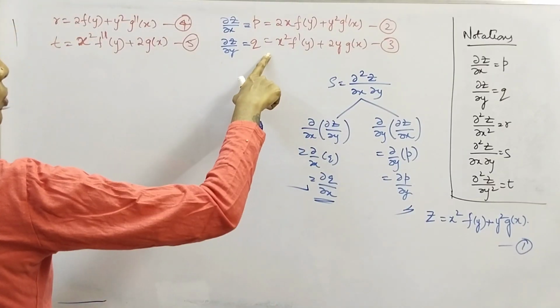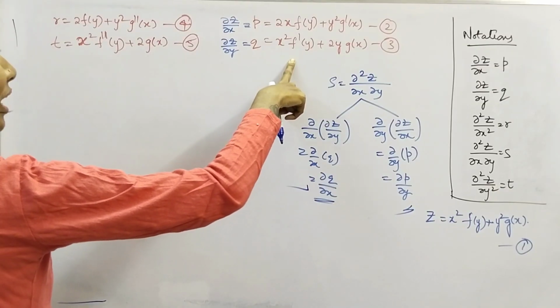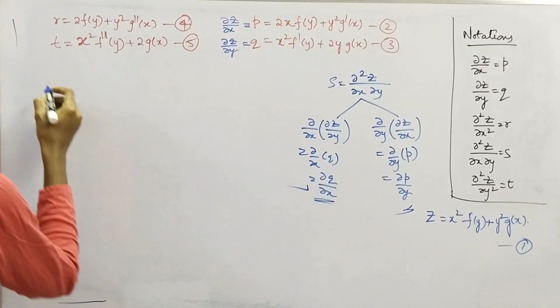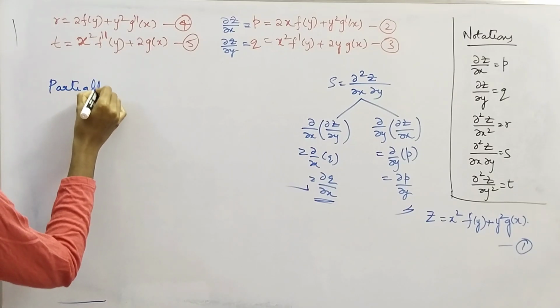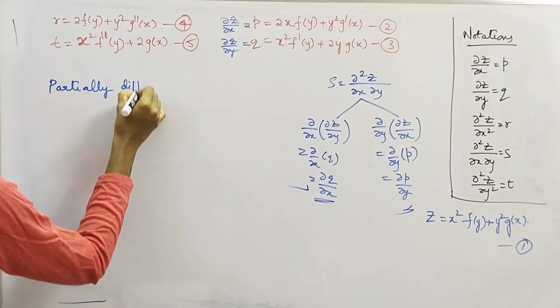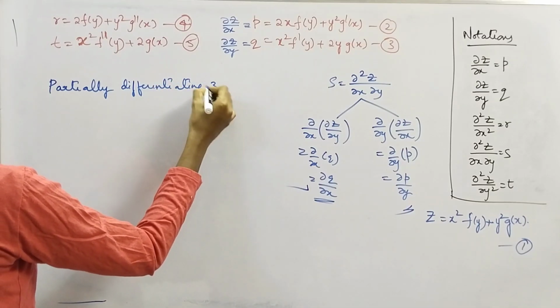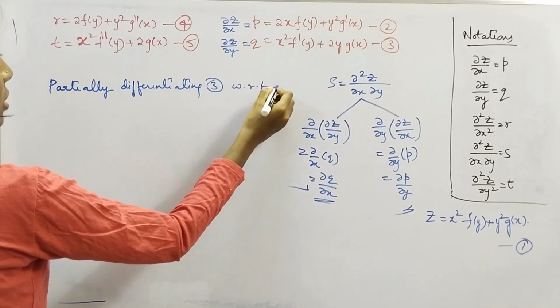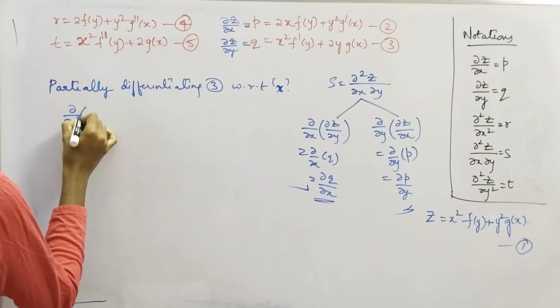Now I'll pick equation 3 and I'll partially differentiate with respect to x on both sides. Partially differentiating 3 with respect to x. Just apply dou by dou x on both sides of 3.